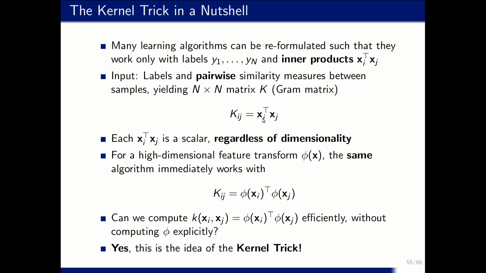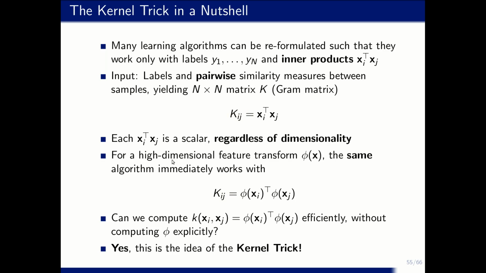If we just replace our features with these feature transforms and then take this inner product, we just get a different Gram matrix. So the algorithm doesn't even notice that something changed, that we actually changed the feature space, because in both cases we just provide this Gram matrix.